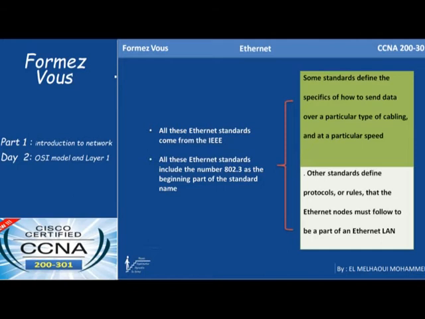Ethernet refers to an entire family of standards. Some standards define the specifics of how to send data over a particular type of cabling, and at a particular speed. Other standards define protocols, or rules, that the Ethernet nodes must follow to be a part of an Ethernet LAN. All these Ethernet standards come from the IEEE and include the number 802.3 as the beginning part of the standard name.